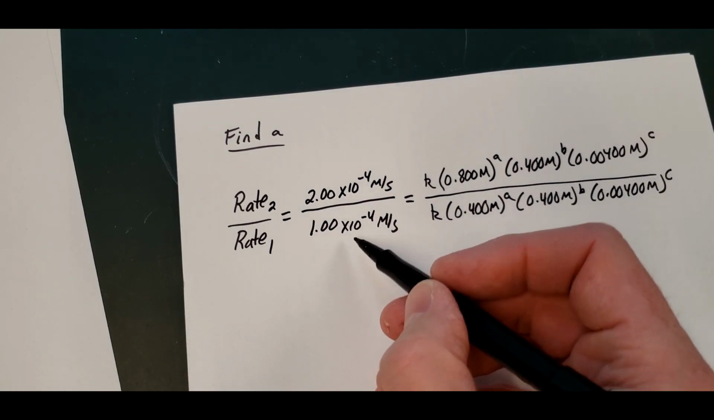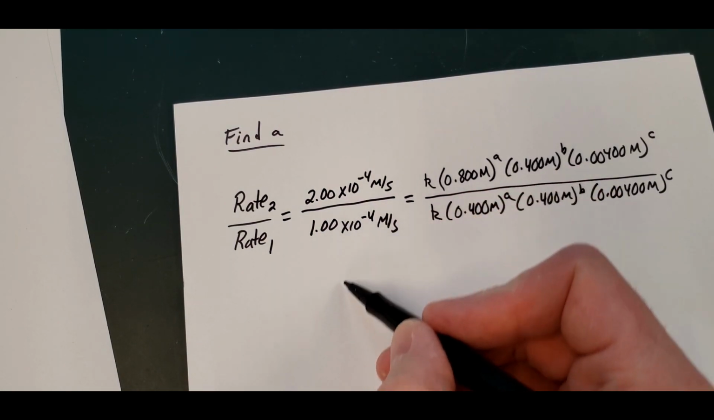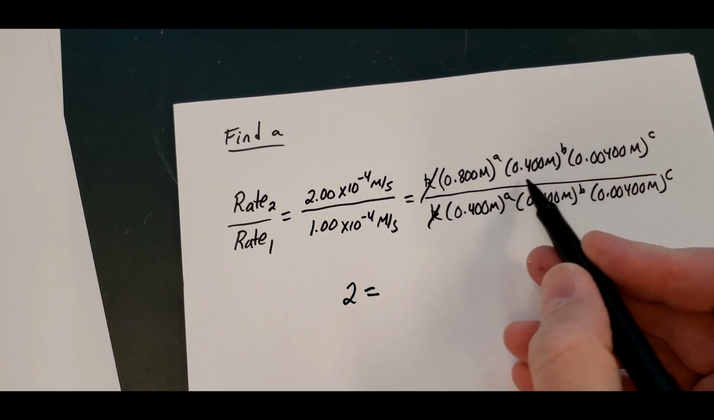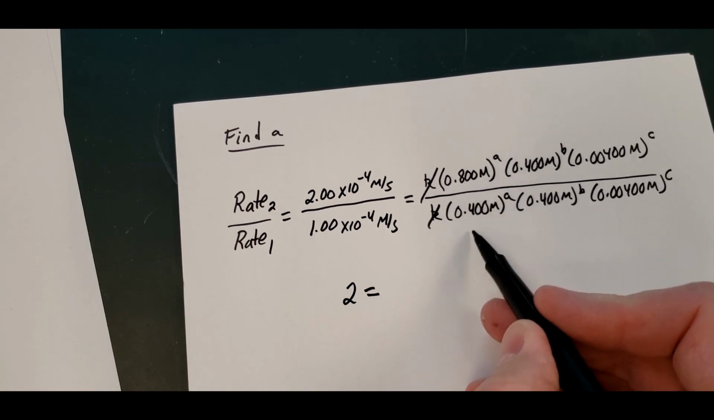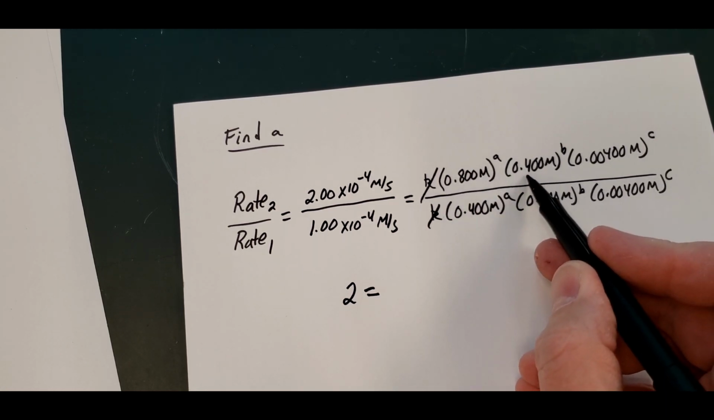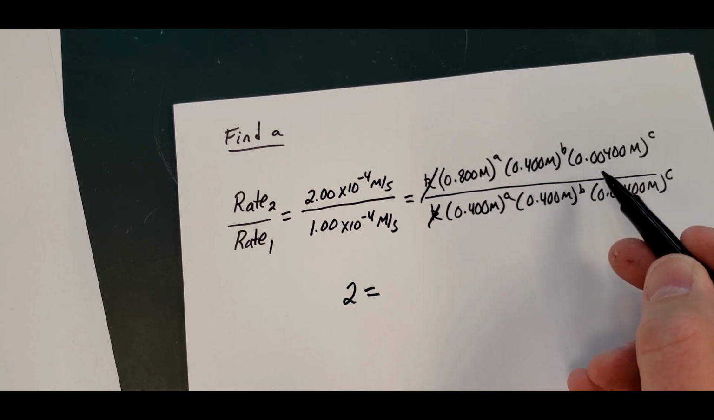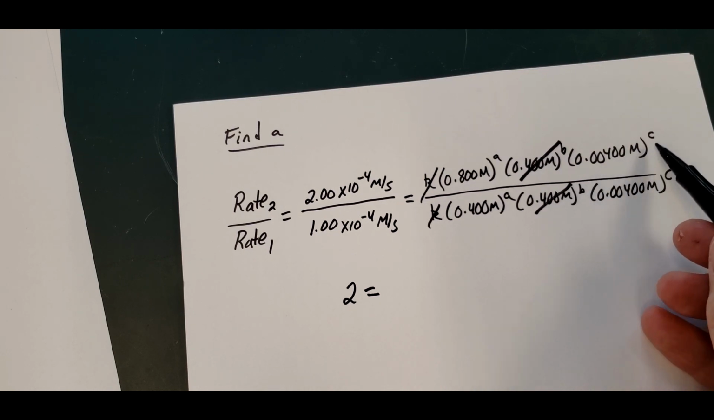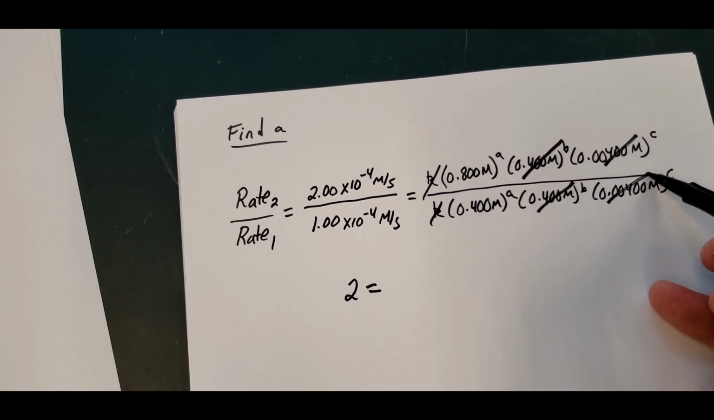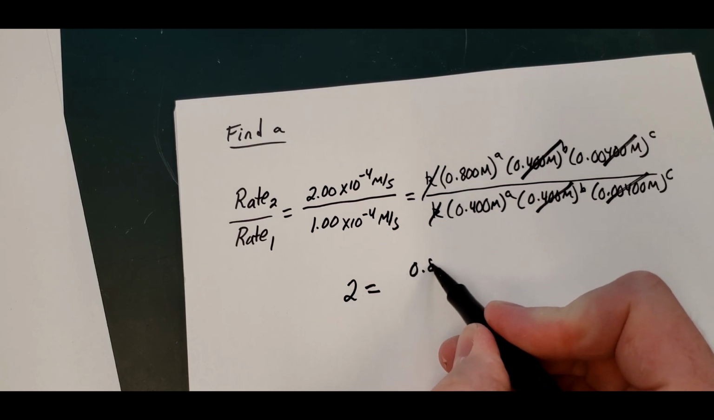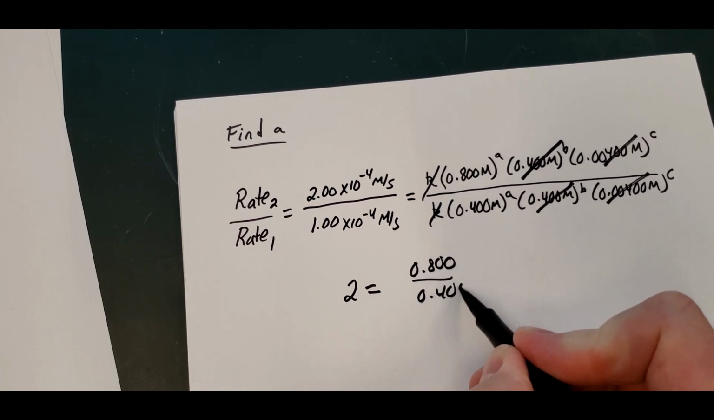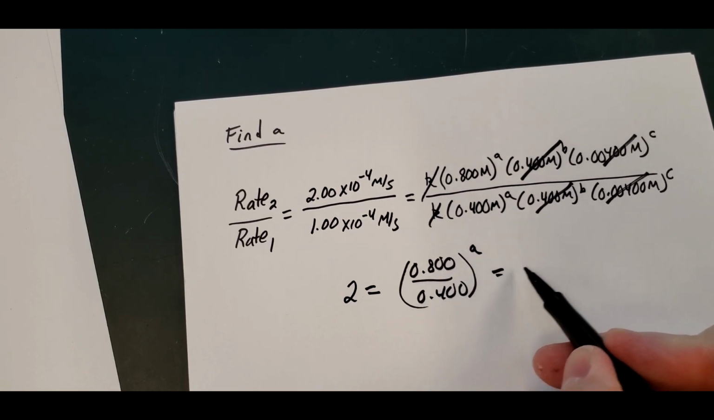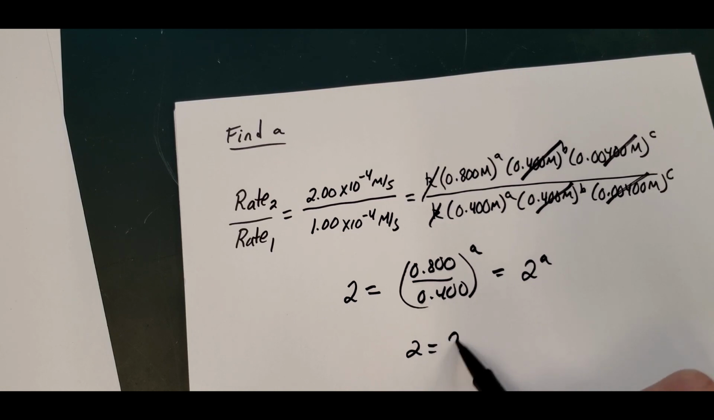Now let's see what we get. This reduces to 2. The K's cancel. This is 0.8 to the A, and this is 0.4 to the A, so those don't cancel, but 0.4 to the B and 0.4 to the B, whatever B is, we don't know what it is, but it's the same thing, so these cancel. 0.004 to the C and 0.004 to the C cancel as well. So we end up with 0.8 over 0.4, each to the A, and 0.8 divided by 0.4 is 2, so 2 is equal to 2 to the A.